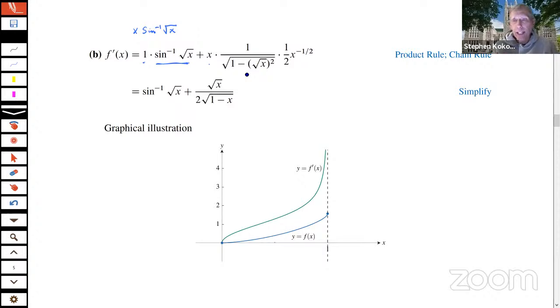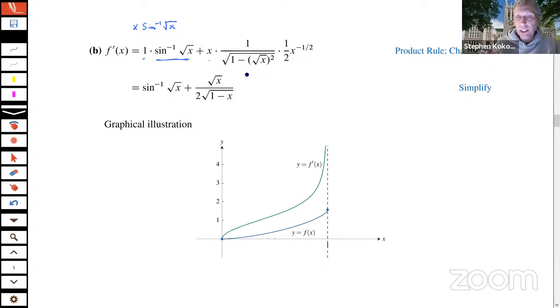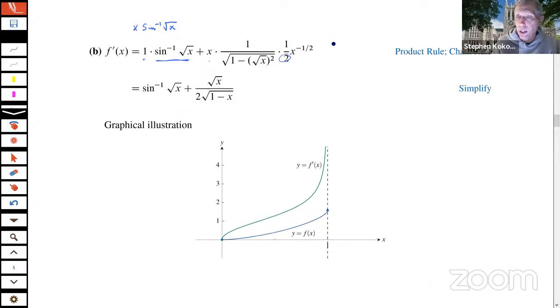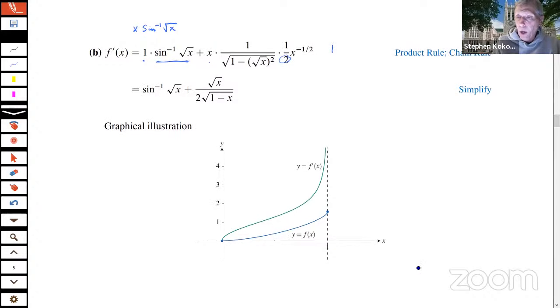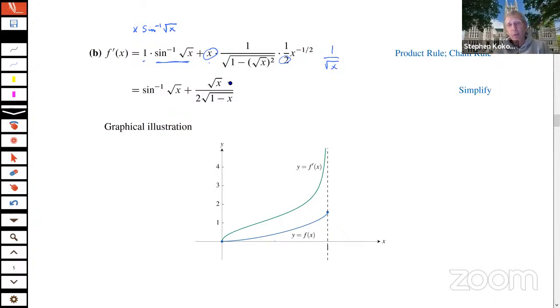Don't let me make a mistake on this one, Curtis. I tried to do a little bit of simplification here. So there's the 2 in the denominator, and this is really 1 over the square root of x. There's a little bit of canceling with that x, so I've got a square root of x up there in the numerator, 2 times the square root of 1 minus x in the denominator. Not very pretty, but darn it, there's the derivative.